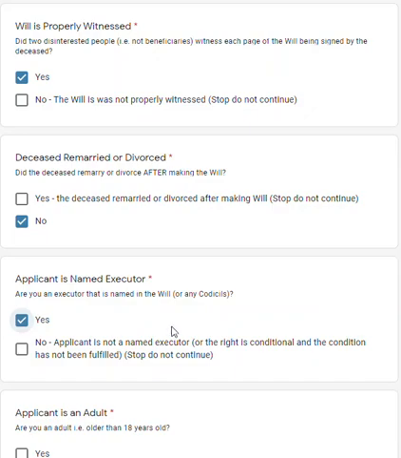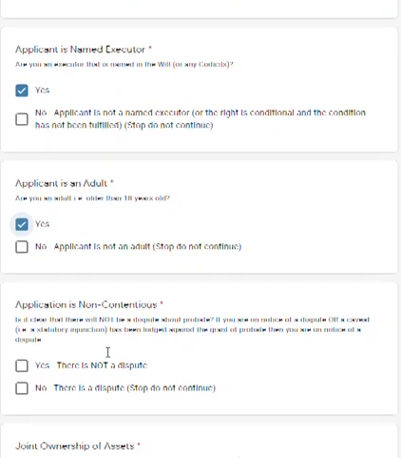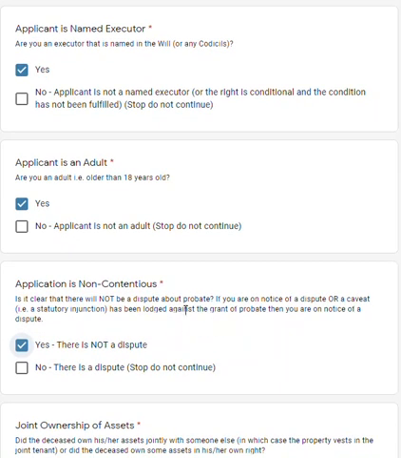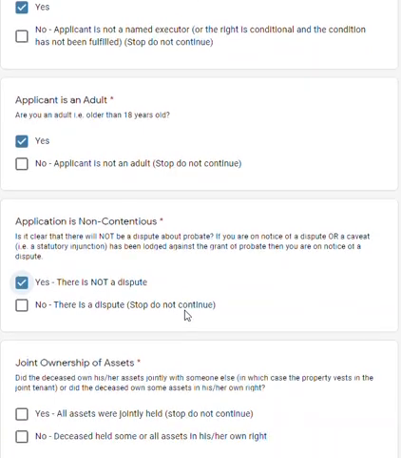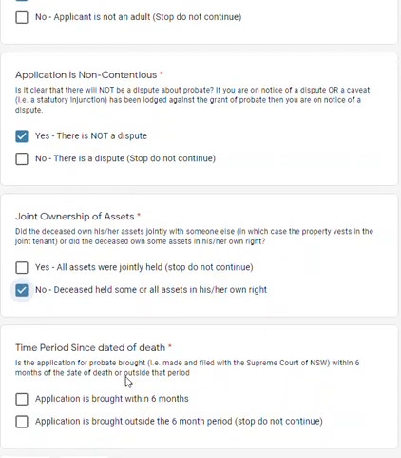Usually the executor is the applicant and must be an adult, and it must be a non-contentious application. For instance, if a caveat has been filed against the grant of probate, there is a dispute and this form cannot be used. The deceased must also own some of the assets located in New South Wales in his or her own right. Assets that are owned jointly will pass to the other joint owner on survivorship. The application should be brought within 6 months.